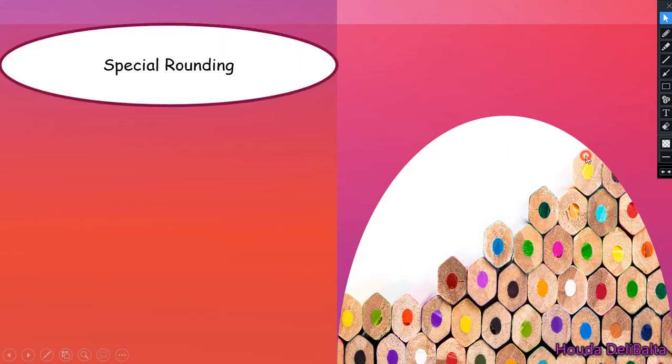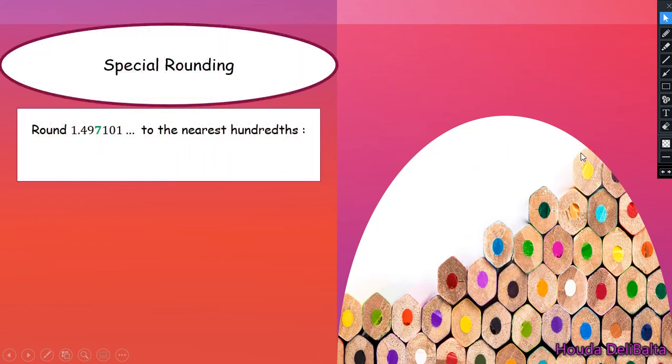Let's continue about special rounding ideas. What about special rounding? Let's see. For example, if I want to round 1.497101, etc., it's irrational, of course, not limited after the decimal point, to the nearest hundredth. Where is the hundredth digit here? It is 9. So I have to round 9. I have to look at the number after 9, which is 7. What about 7? Is 7 less than or greater than 5?